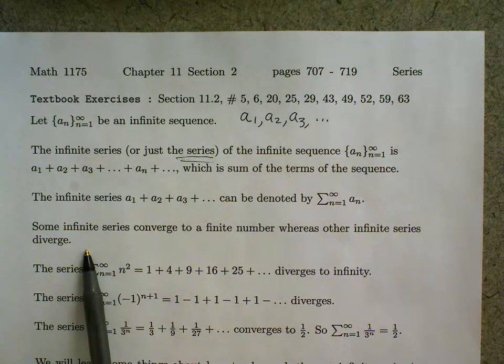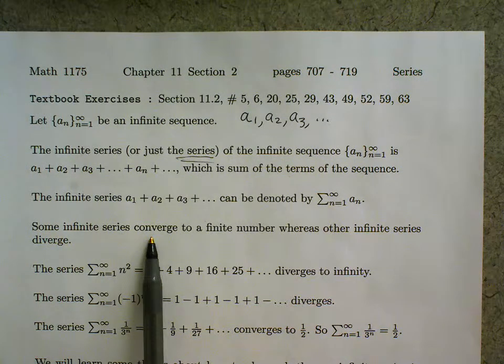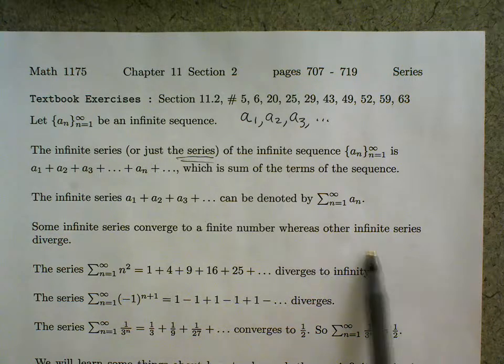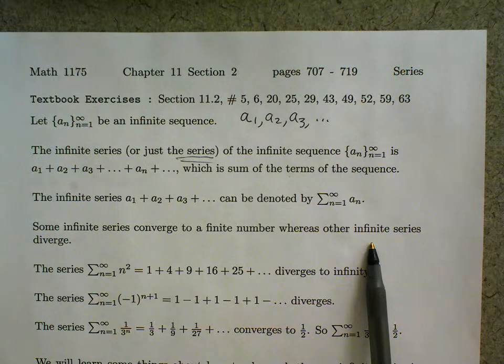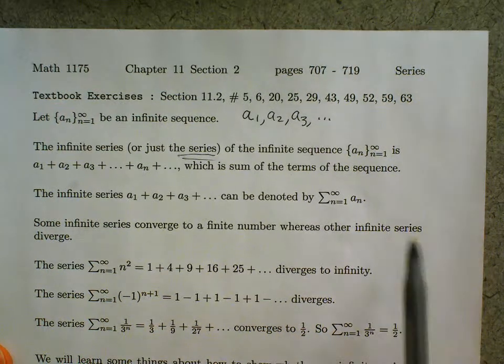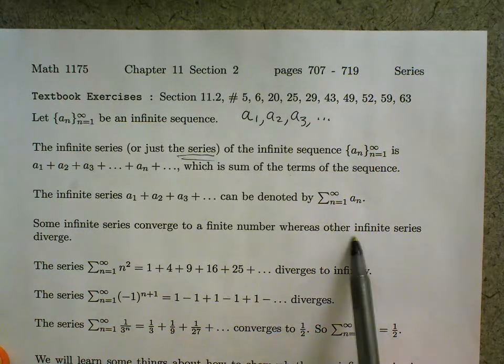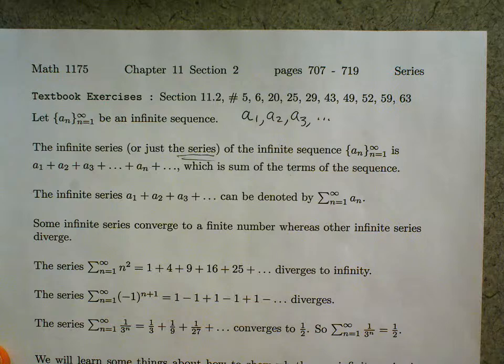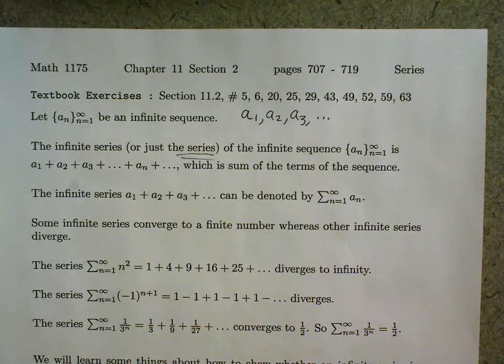Some infinite series converge to a finite number, whereas other infinite series diverge. So as you know by now, there's different ways that divergence can occur. That will come up today.